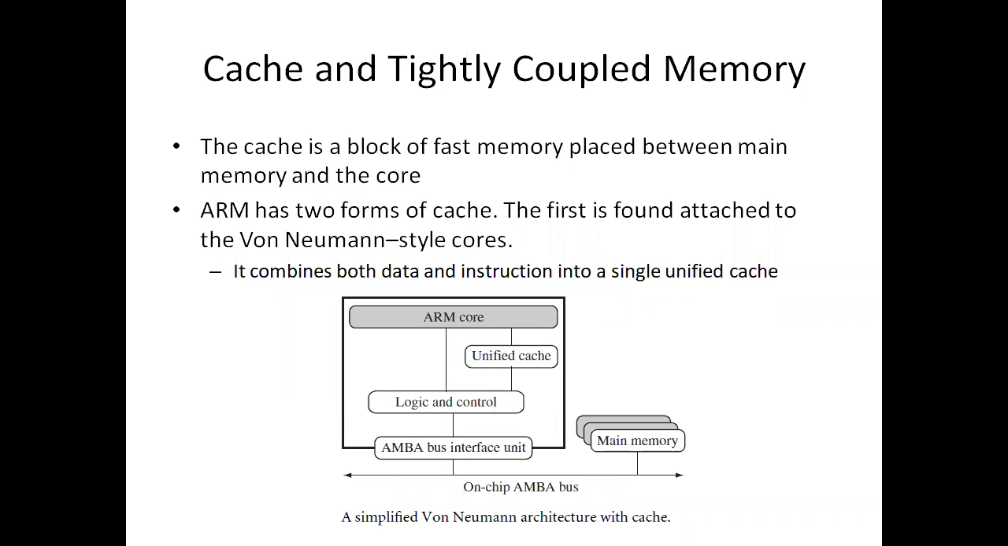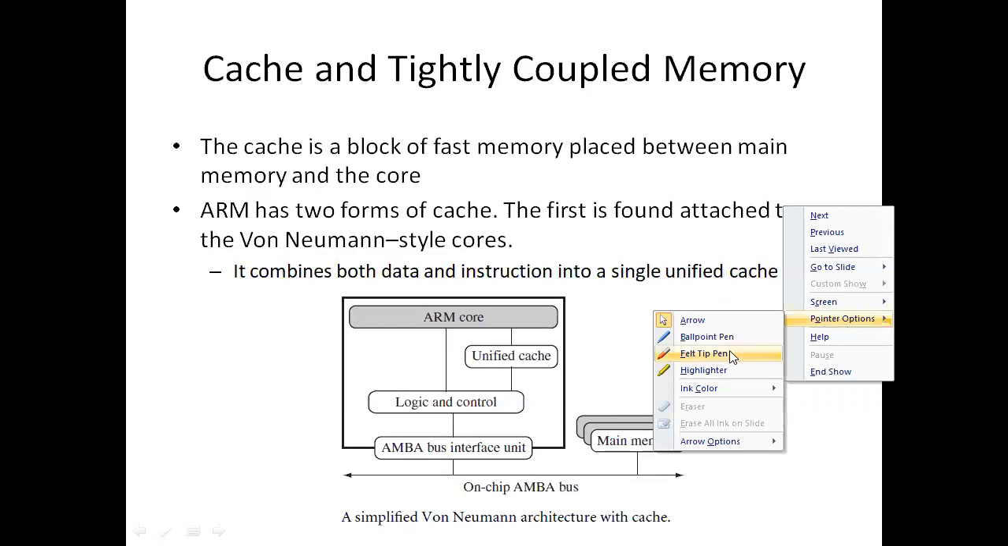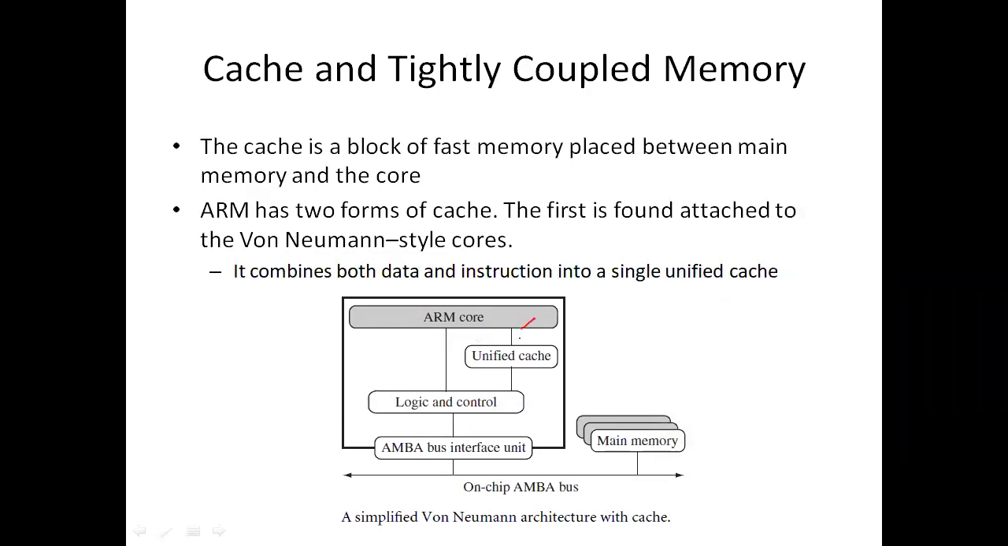This ARM processor supports both the von Neumann style of cache interfacing, cache and tightly coupled memory interfacing, and also the Harvard type of memory interfacing for your ARM core. You can see here an example of a cache memory connected to an ARM core in a von Neumann architecture. Here there is an ARM core, and between this ARM core, the logical and control unit, the AMBA bus interfacing unit, and the main memory.